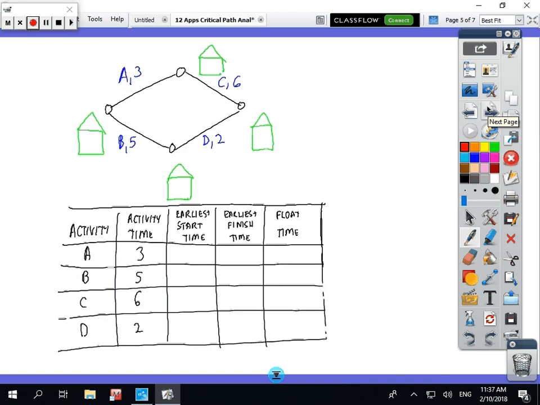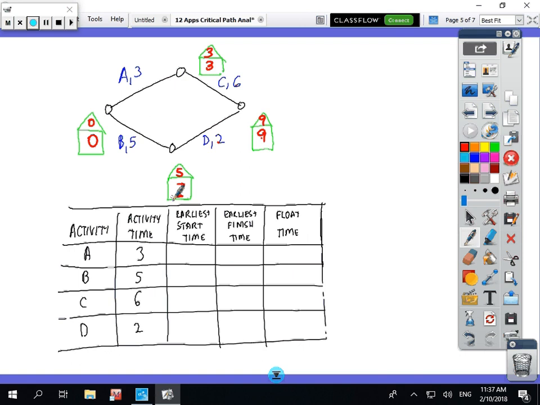Okay, so we've got a new activity. We've got 0, 3, 5, and then 5 plus 2 is 7, 3 plus 6 is 9, so 9 is the finishing time. That number we can now transfer into there, and then for the latest start time we go backwards: 9 minus 6 is 3, 3 minus 3 is 0, 9 minus 2 is 7. So this means we can start that activity at the 7-minute mark and still make it.